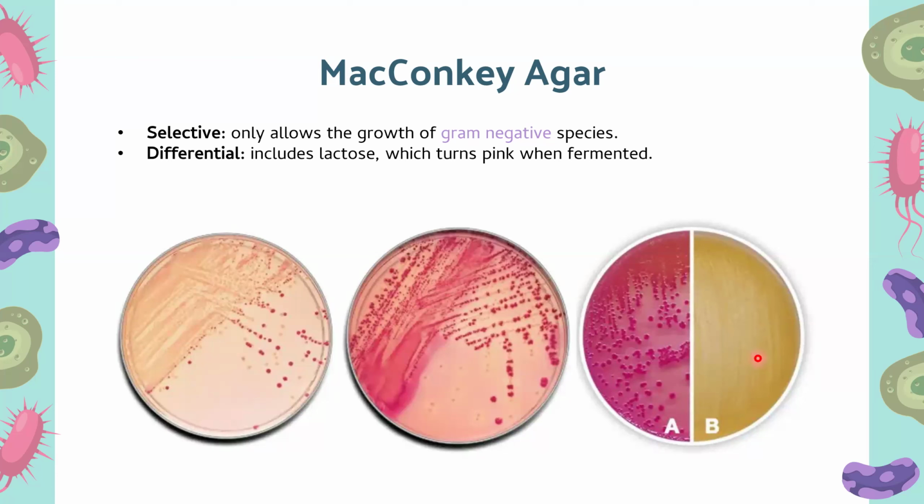You're not fermenting lactose. If you are fermenting lactose, the monkey isn't available, the banana isn't available, and it's going to be pink. Okay? So fermenting lactose means that it's going to be pink. Not fermenting lactose is going to be yellow. It might not make sense, but it was the way that I thought of it. That's the only way that I was able to make up the difference between McConkey and mannitol salt.